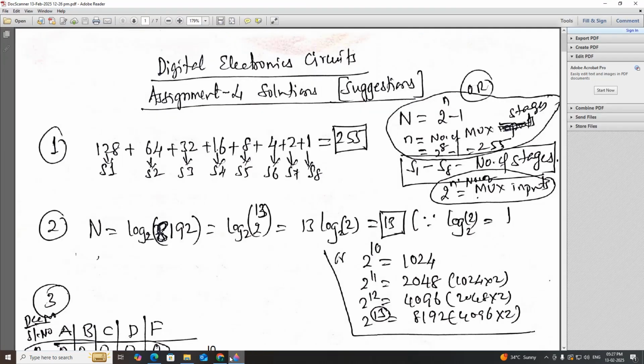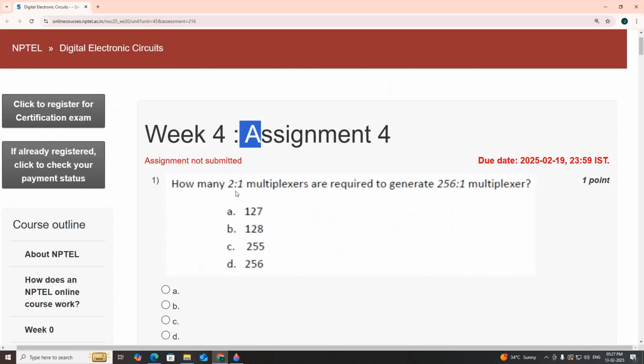We'll come to the solution. Let me read the question. How many 2 cross 1 multiplexers are required to generate 256 cross 1 multiplexer? So there is only one multiplexer which has 256 inputs, one output.